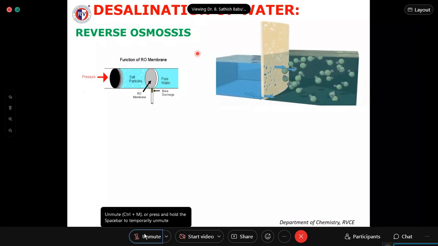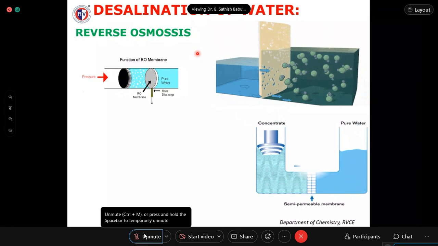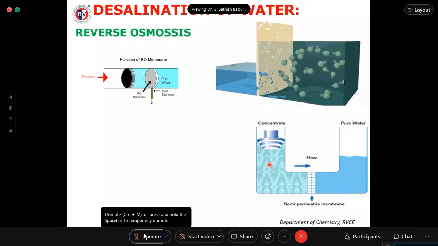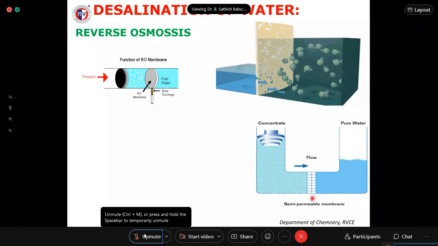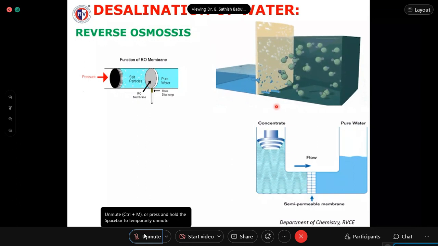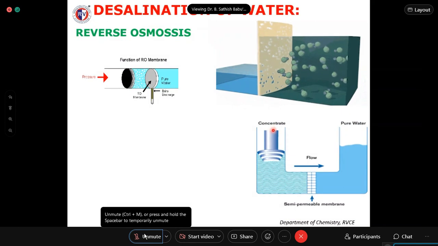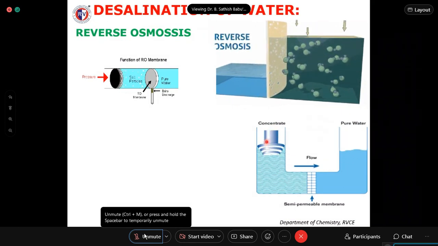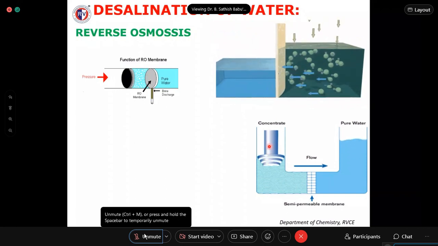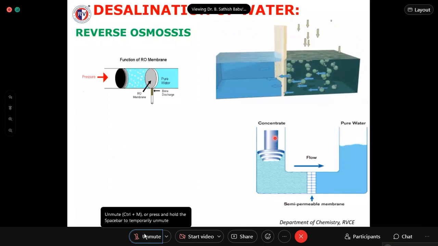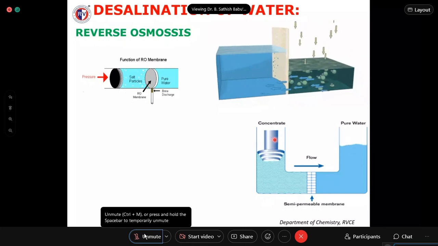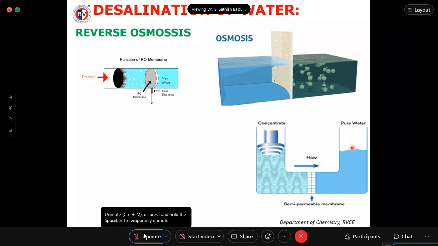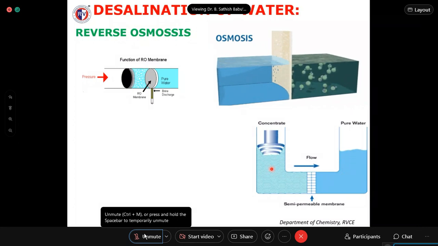There will be different arrangements. So this is one more. This is the concentrated water and this is pure water. Here we are using a semi-permeable membrane and applying the pressure on concentrated water, right? If you are not applying pressure here, what happens? Osmosis takes place. There will be a movement of water molecules from this pure water side to the concentrated water side, right?